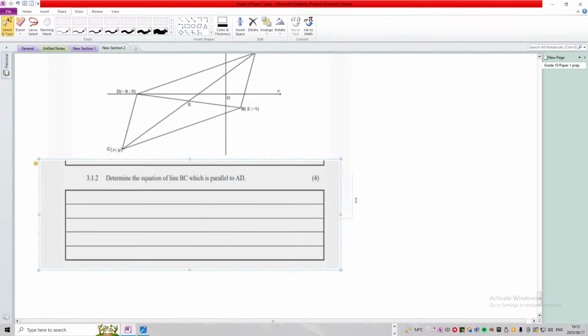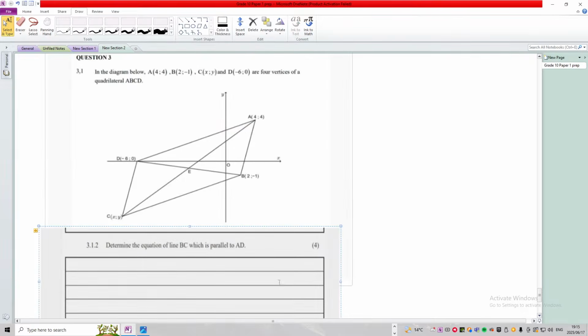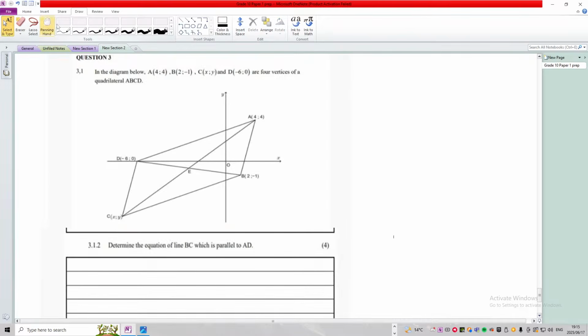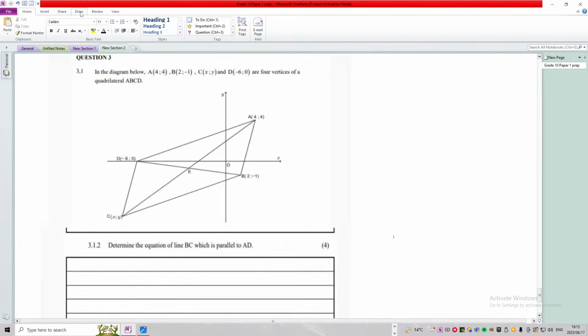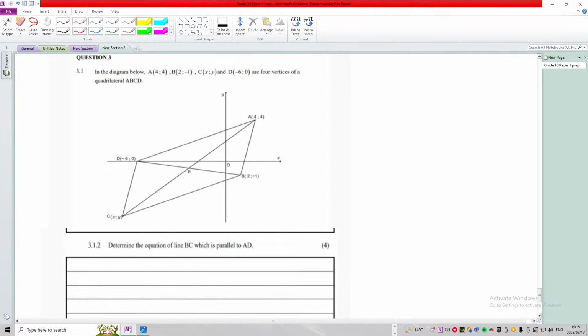Determine the equation of the line BC. Proving is easy when there's no values, less mistakes. Okay. Determine the equation of the line PC. So first I want to determine the equation of this line PC, yeah?